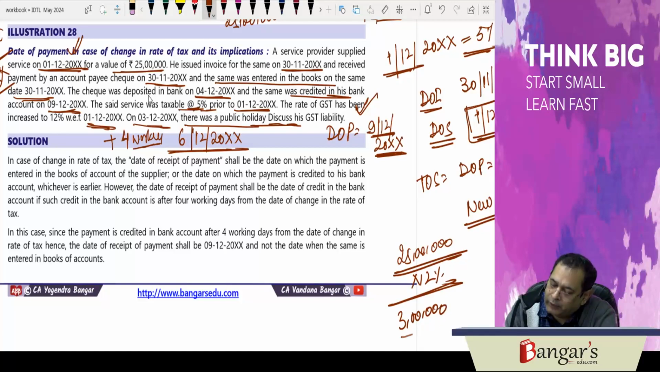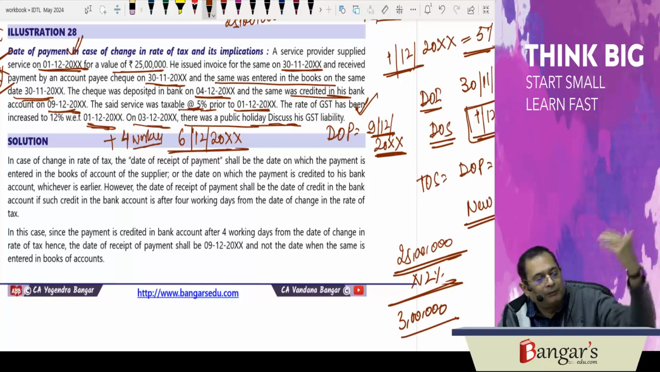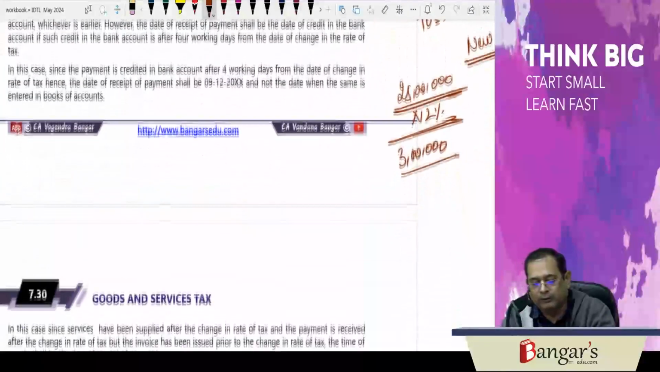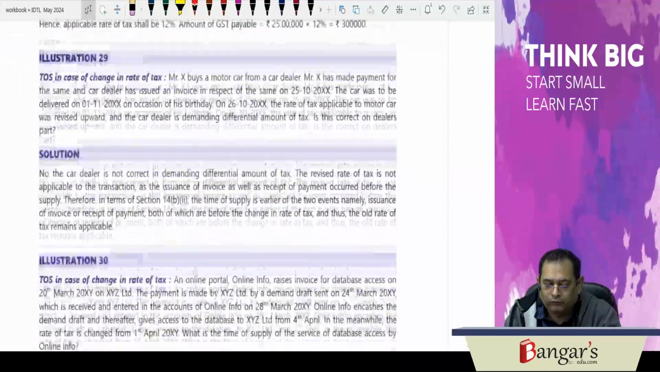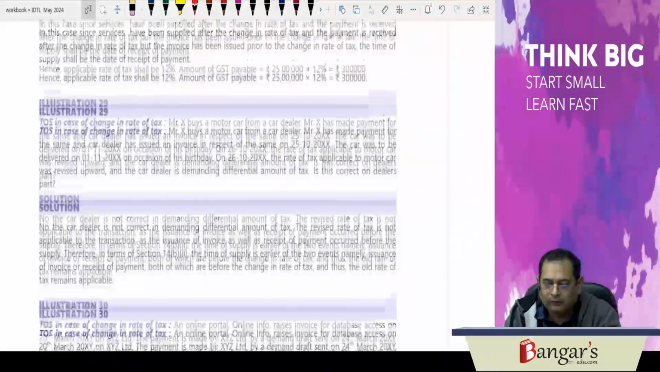If the payment would have been credited within 4 working days, then invoice prior, payment prior. Time of supply is date of invoice or date of payment, whichever is earlier, which I said earlier. Now the next issue is, let us discuss one more question.